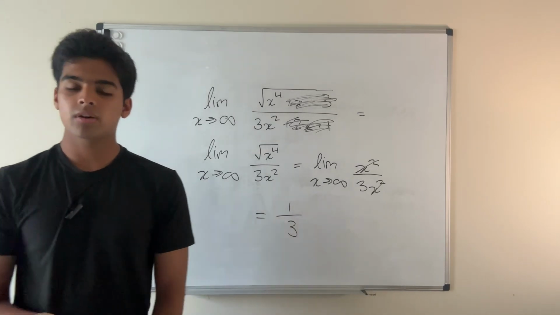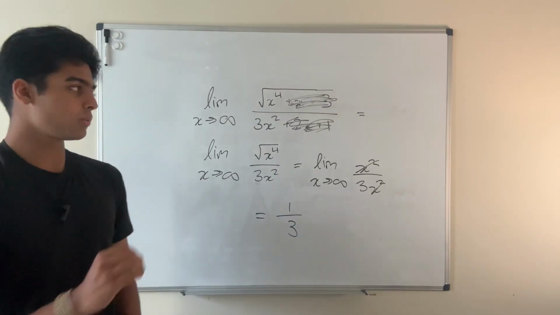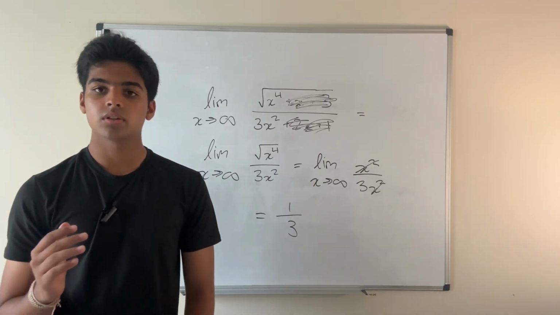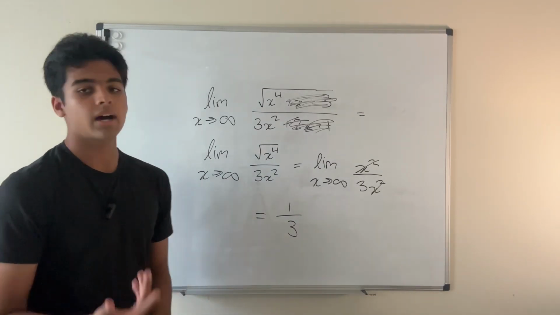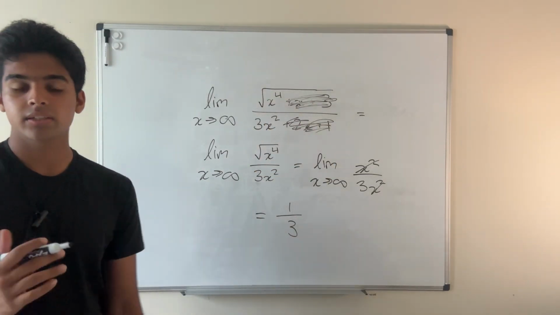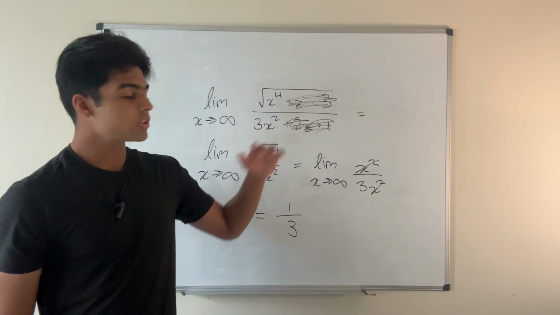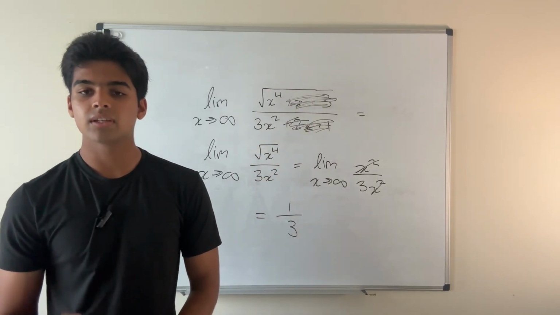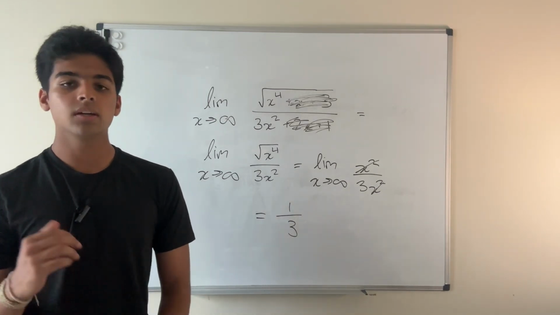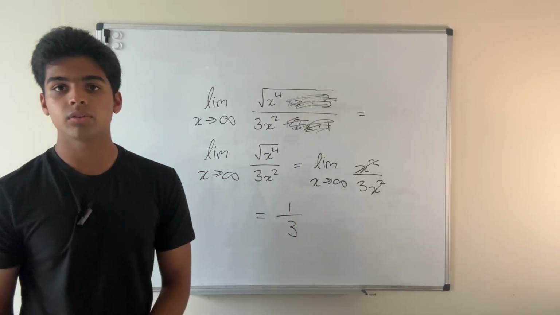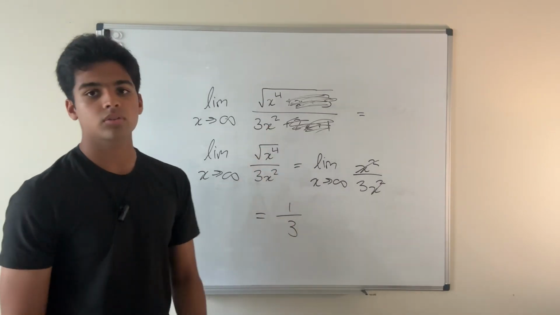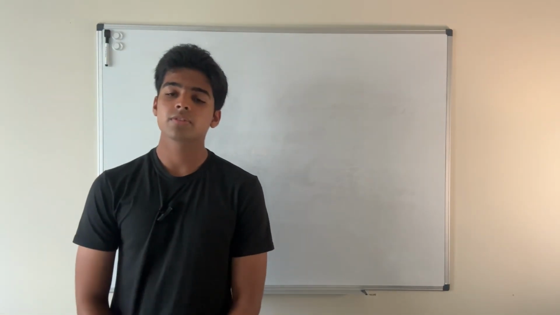So the main part you really have to understand is that we just want to cancel out the lesser degree terms and only focus on the terms of the highest degree, even if they're under a square root. That's because as x gets larger and larger, the lesser degree terms become insignificant, because the higher degree terms are the ones really dictating how fast the function actually grows. And for this reason, we can just cancel out the lesser degree terms and only focus on the higher degree ones.